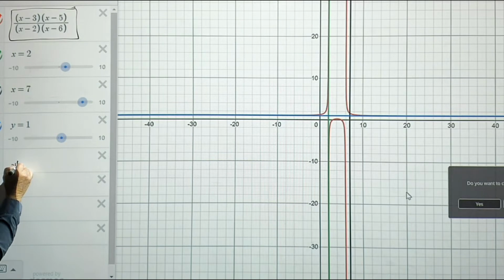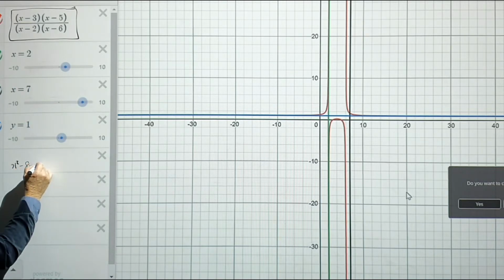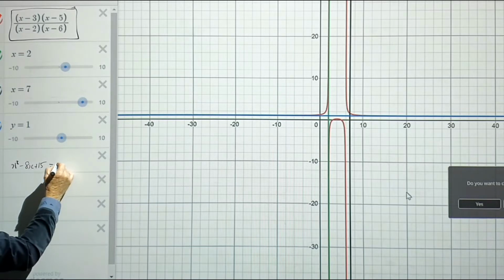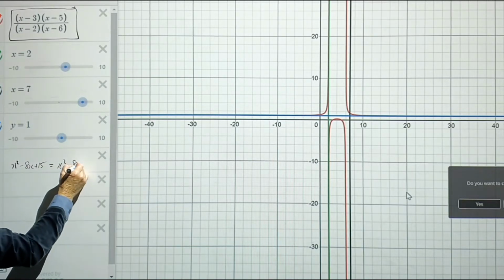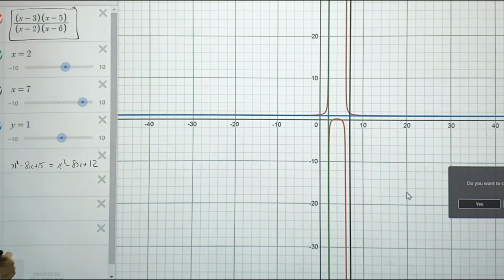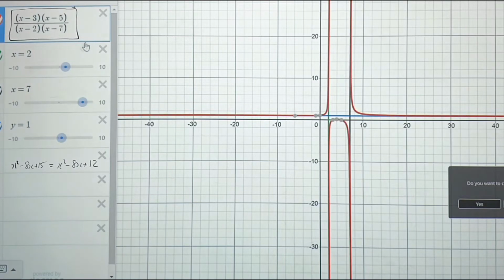So we've got x squared on the bottom. What have we got now on top? x squared take 8x plus 15 equals x squared take 8x plus 12. It's annoying because these are going to cancel each other out. So what am I going to do to make it different? Let's go to 7 so they don't cancel each other out.